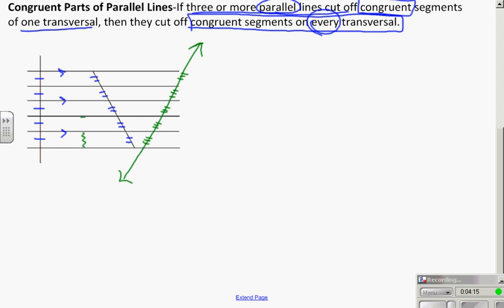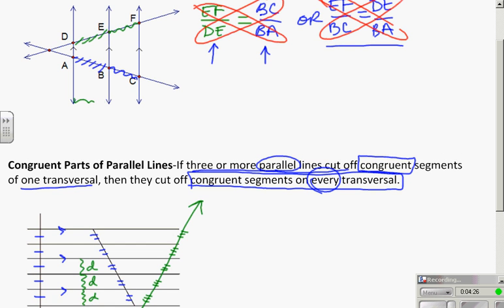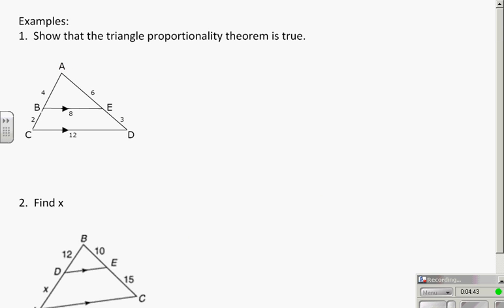congruent. The key difference between this theorem and the previous one is the distance between the parallel lines. Here, the distance is all the same. The parallel lines are the same distance apart. If you go back to this one, this distance is not the same as that distance. And so that is why if your parallel lines are spaced differently, you get proportional pieces. If your parallel lines are spaced exactly the same apart, you get congruent pieces.